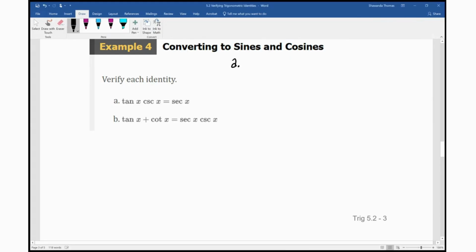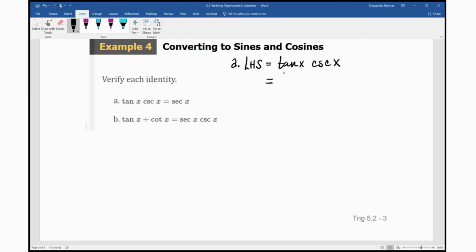So for A, let's look at the left-hand side, which is tan x cosecant x. And eventually we want to prove that that equals secant x. So let's break down tan x and cosecant x. What do you know about tan x? What can we replace tan x with?